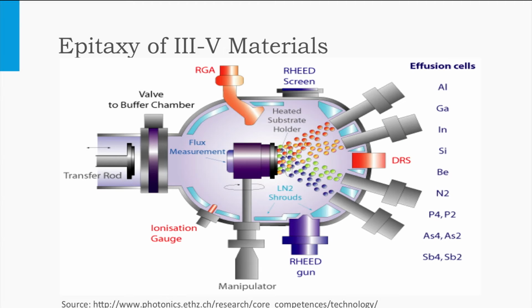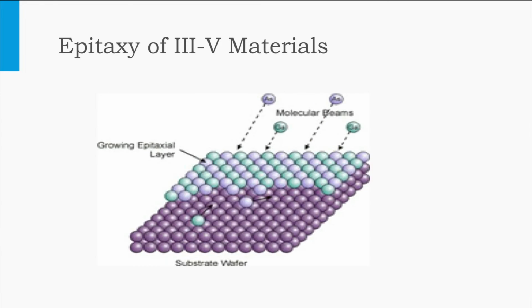Epitaxy is a deposition method in which a crystalline overlayer is deposited on a crystalline substrate, where the overlayer adopts the crystal lattice of its substrate. The precursor atoms are provided by various element sources. For instance, like in this illustration, gallium arsenide is epitaxially deposited. Gallium and arsenic atoms are directed to a growth surface under ultra-high vacuum conditions. The substrate is usually a germanium substrate.